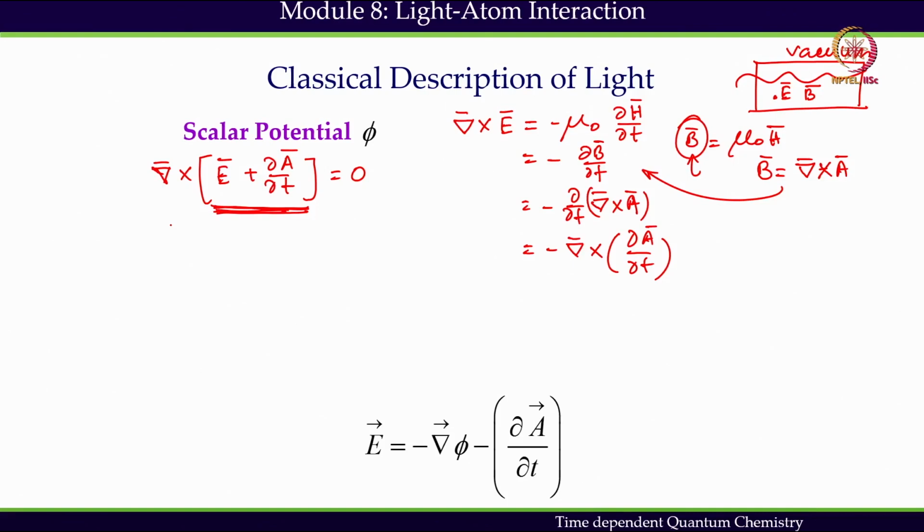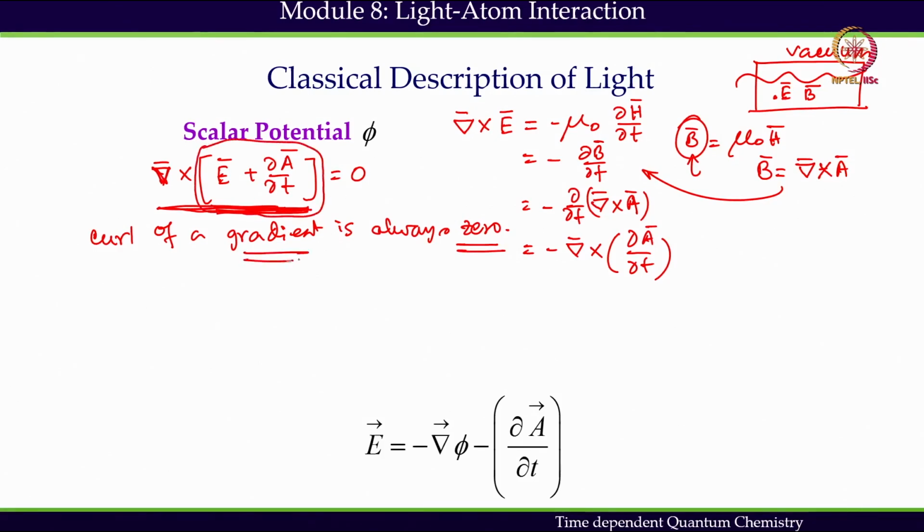And the moment the curl of an entire quantity, which is a vectorial quantity, is 0, it means that the curl of a gradient is always 0. Another vector identity. So what we are seeing is that because we know that the cross product with the del operator is actually a curl, and this curl is 0, it means that this must be a gradient of a scalar quantity.